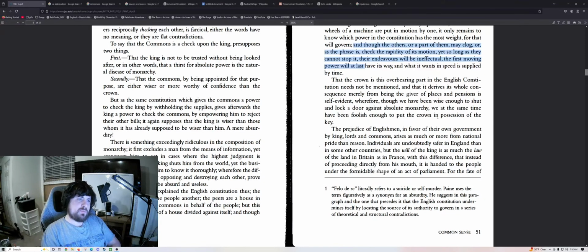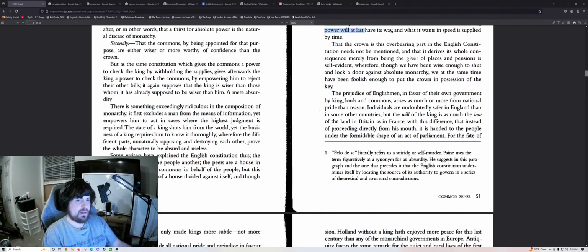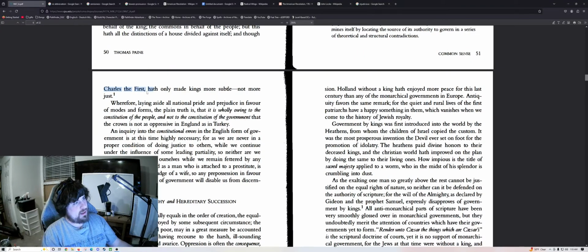The prejudice of Englishmen in favor of their own government by king, lords, and commons arises as much or more from national pride than reason. Individuals are undoubtedly safer in England than in some other countries, but the will of the king is as much the law of the land in Britain as in France, with the difference that instead of proceeding directly from his mouth, it is handed to the people under the formidable shape of an act of parliament. For the fate of Charles I hath only made kings more subtle, not more just.